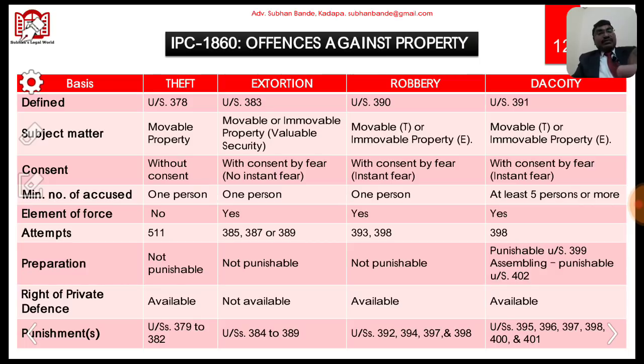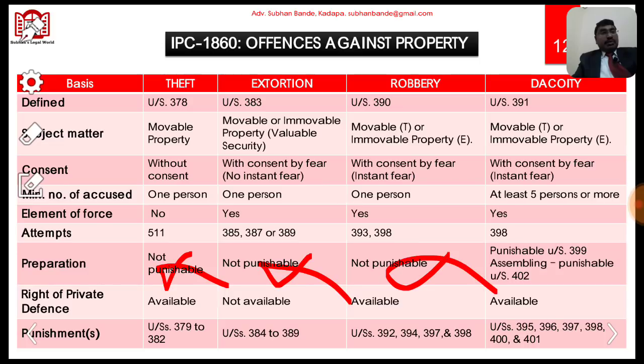Here, preparation for theft is not punishable. Preparation for extortion is not punishable. Preparation for robbery is not punishable. But the preparation for dacoity is punishable under section 399. Even the assembling for preparation of dacoity is also punishable under section 402 of IPC.